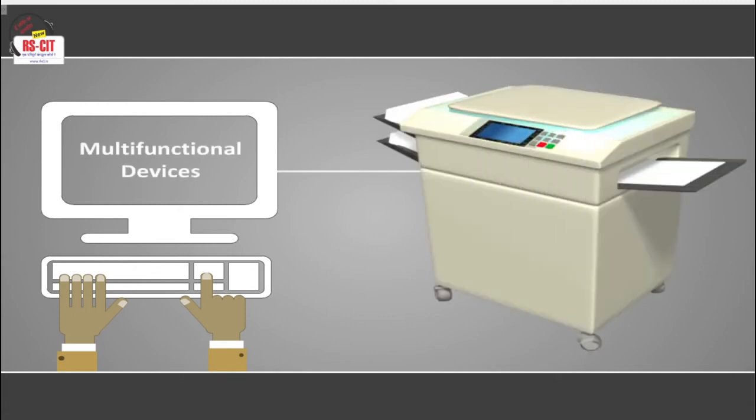Multifunction device performs a variety of functions that would otherwise be carried out by separate peripheral devices. A multifunction peripheral combines a minimum of two of the following: a printer, a scanner and a copier. Example of such device is a multifunctional printer.